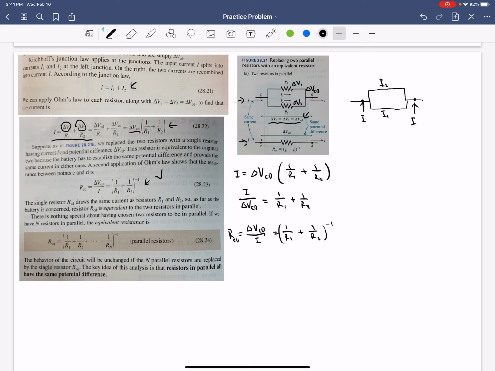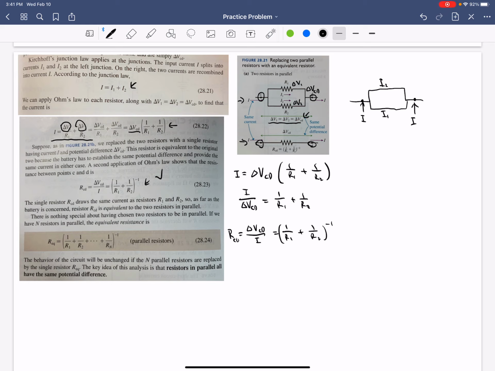So that equation makes sense. The single resistor RCD draws the same current as resistors R1 and R2. Yes, because they all go through the same points C and D, so the current has to be the same. As far as the battery is concerned, resistor RCD is equivalent to the two resistors in parallel. So this one bigger resistor does the same job as the two smaller resistors combined.